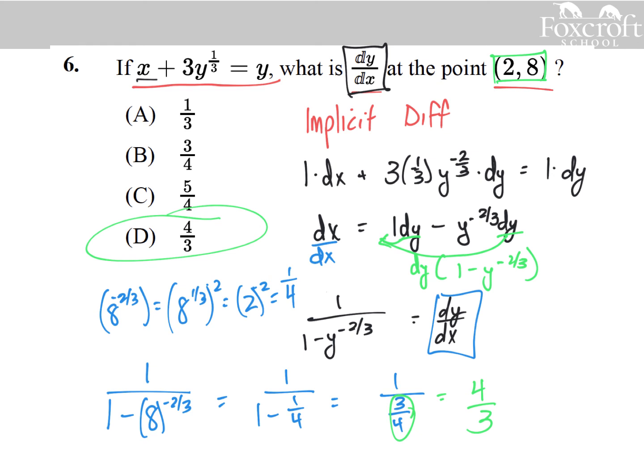So this is an implicit differentiation problem. Take the implicit derivative and then plug in 2 and 8. In this case, there were no x's left, so we're just really plugging in that 8 for the y value.